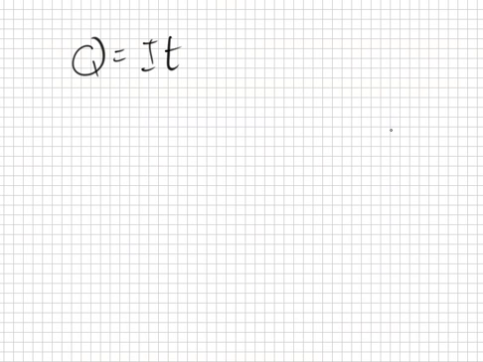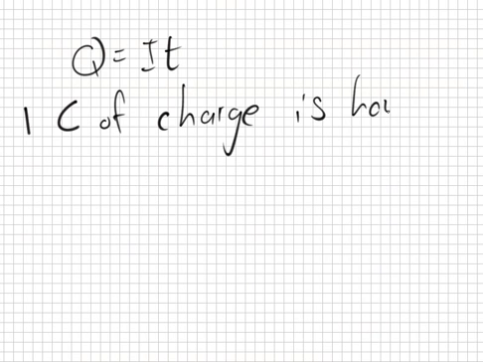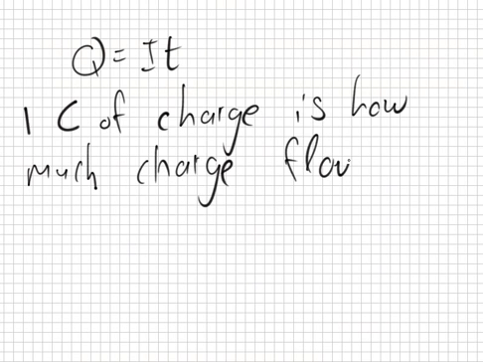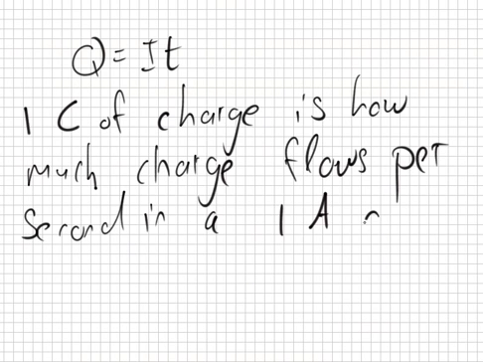So we could say that 1 coulomb of charge is how much charge flows per second in a 1 amp current. And that will do the job.